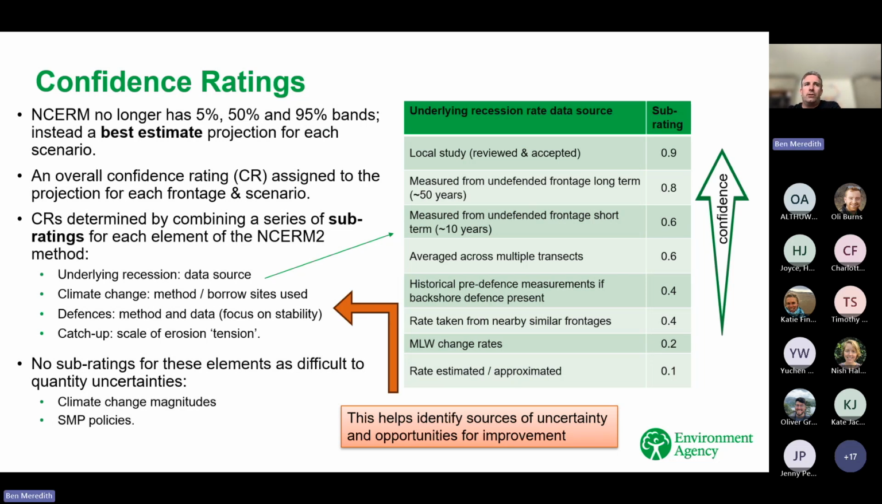So we start by applying confidence sub-ratings to the recession and defence data source, climate change, defence and catch-up methods. The table on the screen here shows the weightings applied to the erosion and recession source data. You can see that those increase with increasing confidence in the data source, with local studies and direct measurements being highest rated. In this way, we can identify which aspects of the data and calculation processes are bringing in uncertainty, and we can identify options for future improvements to increase our confidence in the end result.